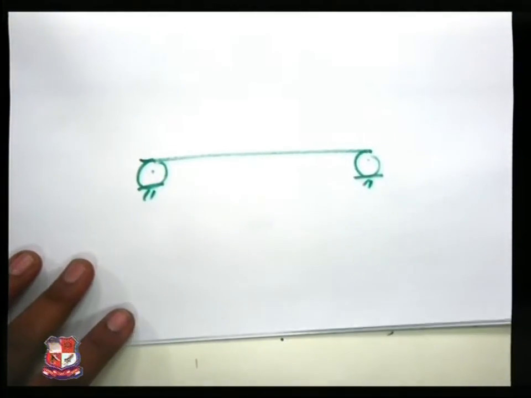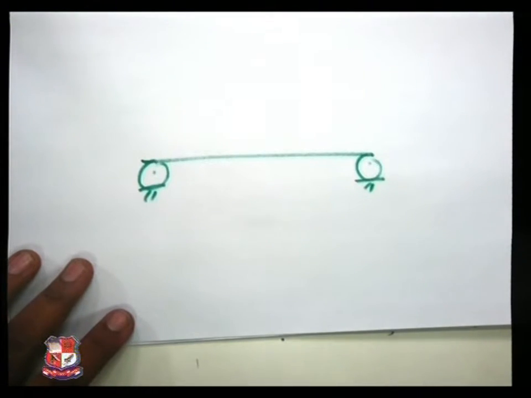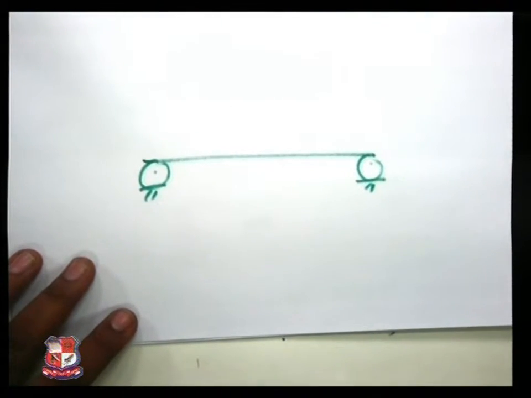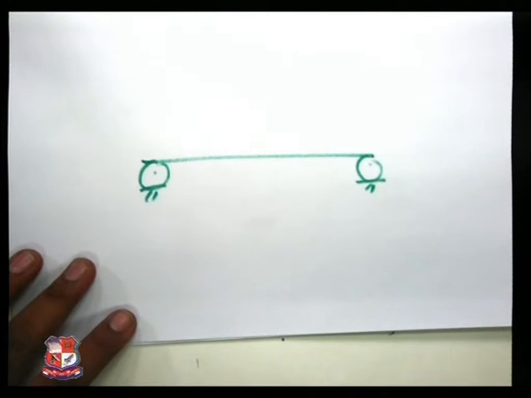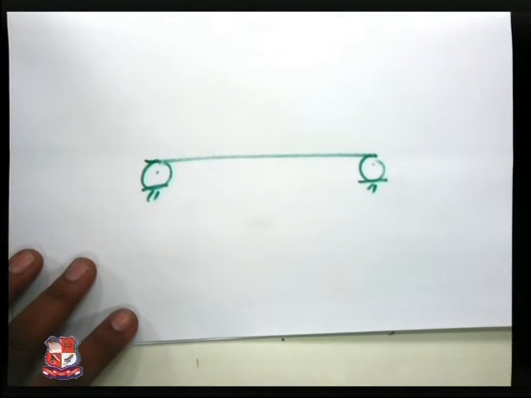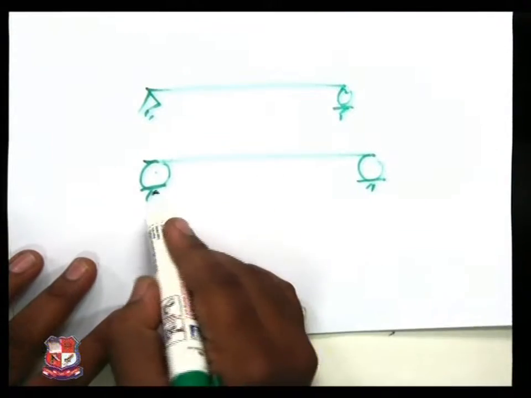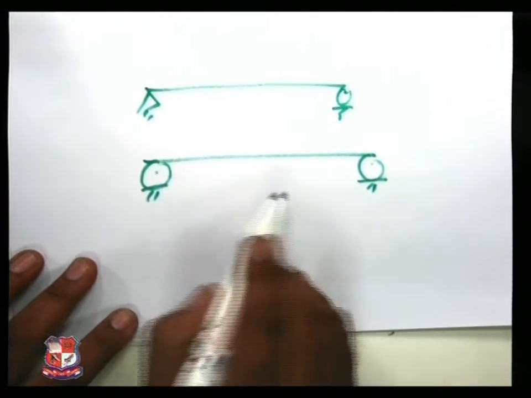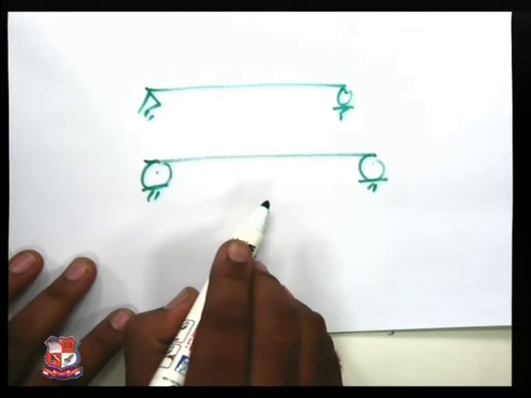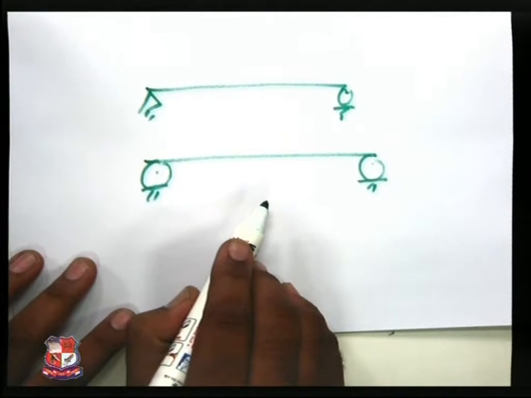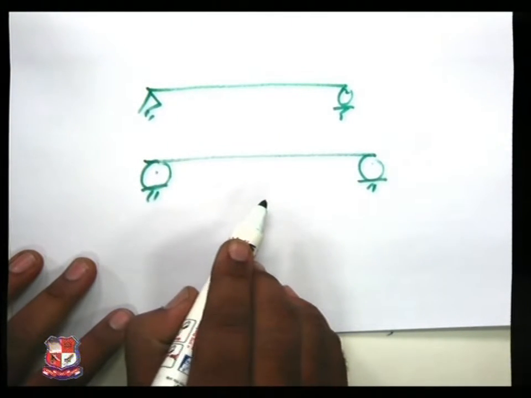Can we say this beam is a simply supported beam? What is the definition of a simply supported beam? A simply supported beam is defined as a beam whose one end is hinge, another is roller. So, this is hinge, this is roller. But if I provide rollers on both sides, can we say this is a simply supported beam? Yes or no? Think twice in your mind.